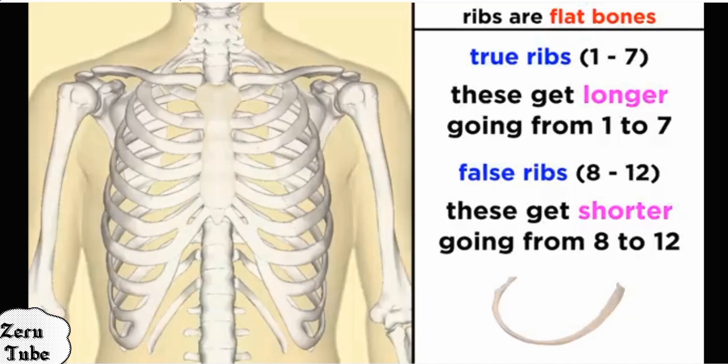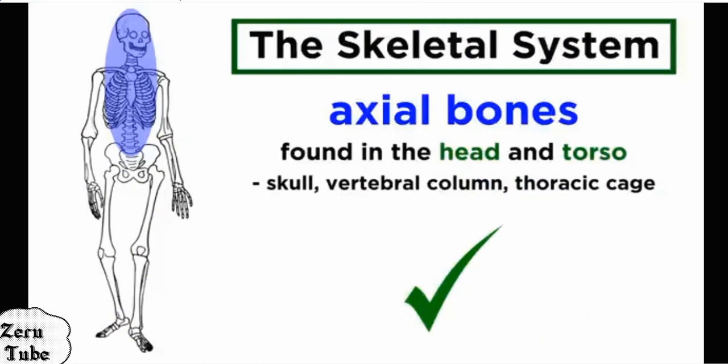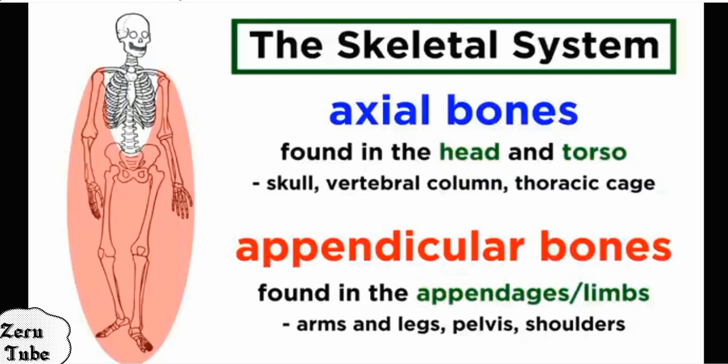So the ribs are flat bones. For example, rib 1 up to 7 are longer, and the lower ribs are shorter. እነዚህ rib 8 up to 12 short rib ናቸው። ከአንድ እስከ 7 ደግሞ long rib ብለን የምንጠራቸው ናቸው ማለት ነው። Generally, the axial bones are the skull, vertebral column, and thoracic cage.